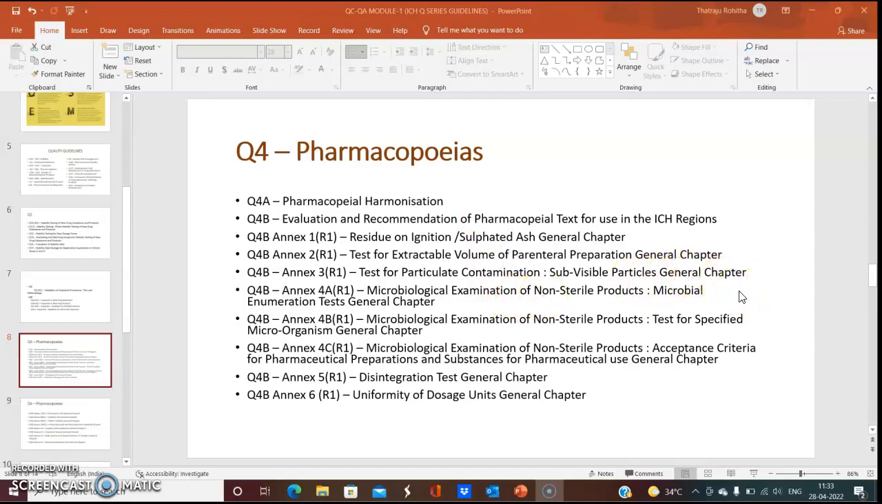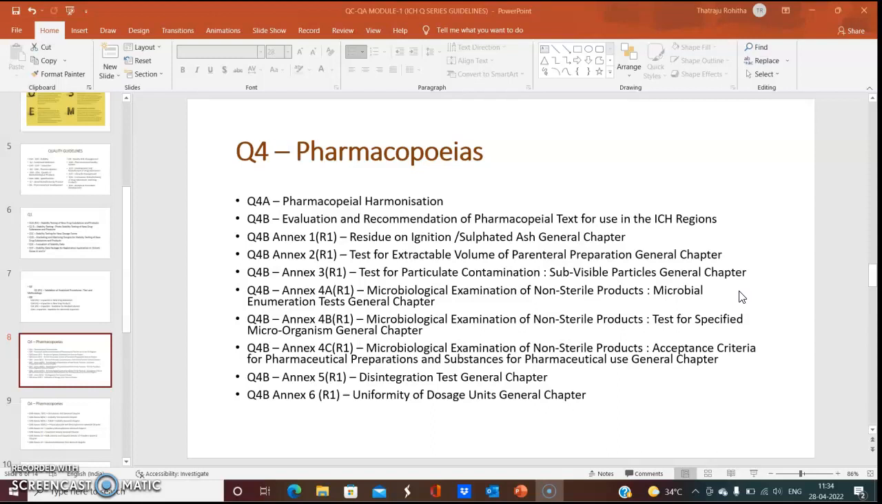Q4B Annex 4A R1 is microbiological examination of non-sterile products, which includes microbial enumeration tests General Chapter. Q4B Annex 4B includes Microbiological Examination of Non-Sterile Products, Tests for Specified Microorganisms General Chapter. Q4B Annex 4C Microbiological Examination of Non-Sterile Products, Acceptance Criteria for Pharmaceutical Preparations and Substances for Pharmaceutical Use General Chapter. Q4B Annex 5 R1 is Disintegration Test General Chapter.